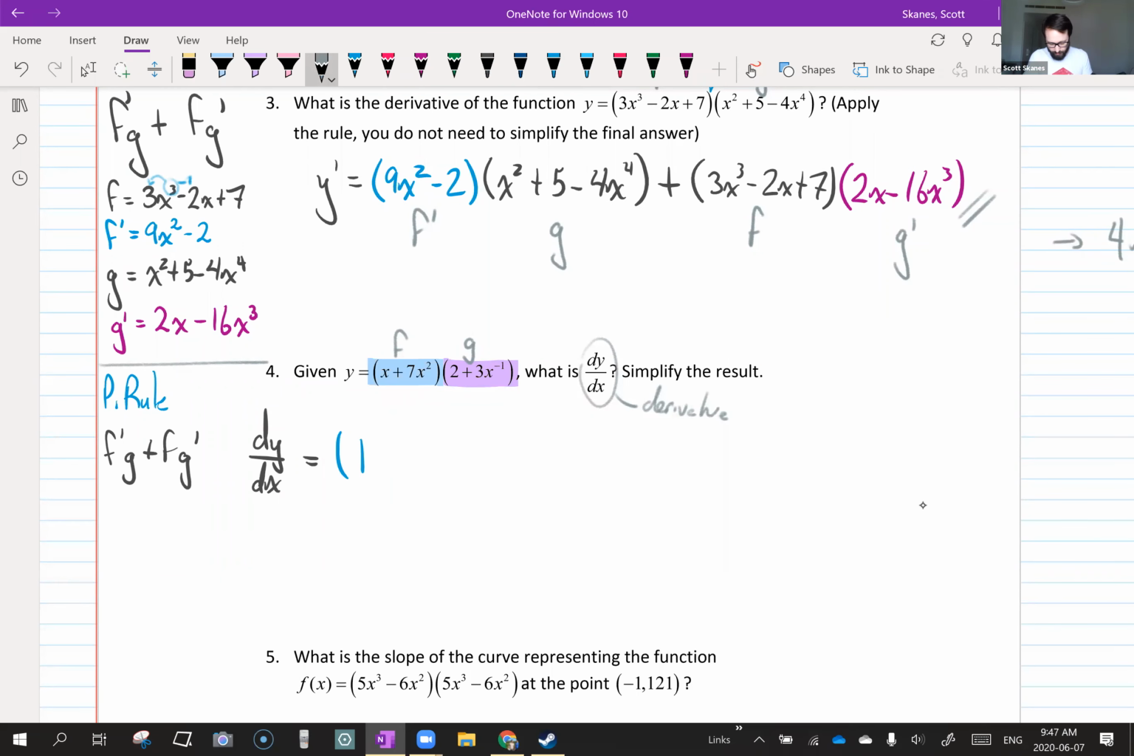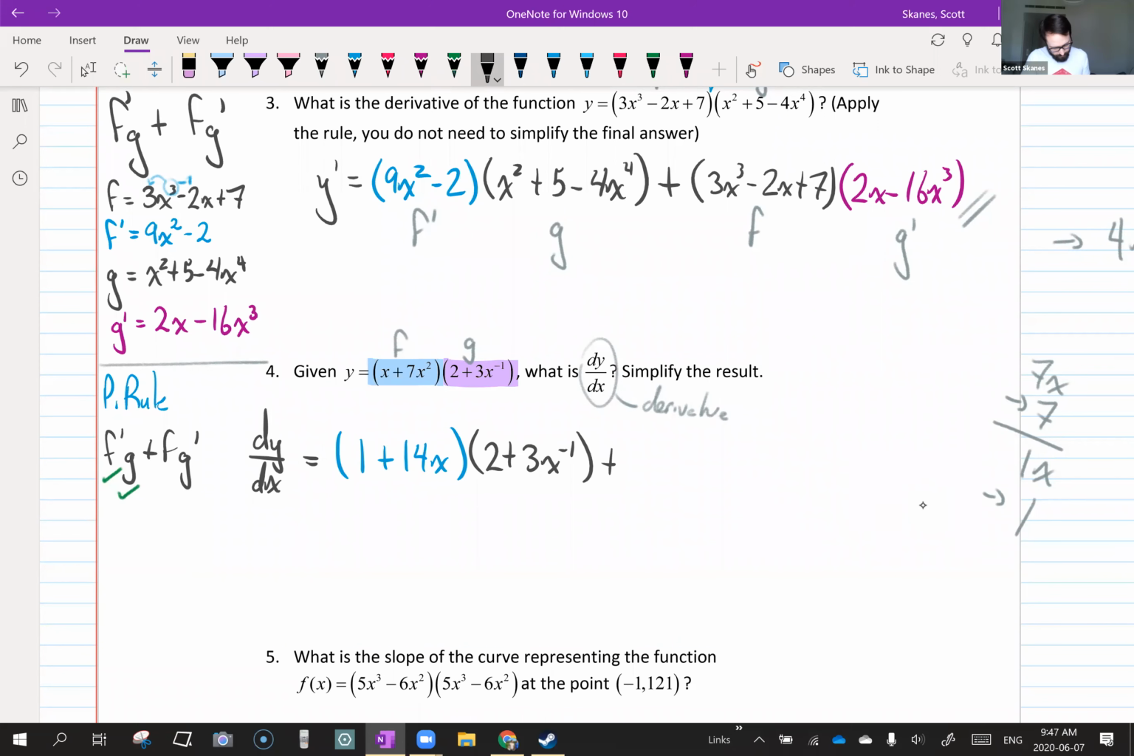How do I know that? Well, same reason that 7x gives a 7, a 1x gives a 1, because there's a hidden 1 in front of that x. And now we have 7 times 2, which is 14x. All right, that's the derivative of the first one. I'm going to write g as is. I'm working my way through the product rule. This is done, this is done.